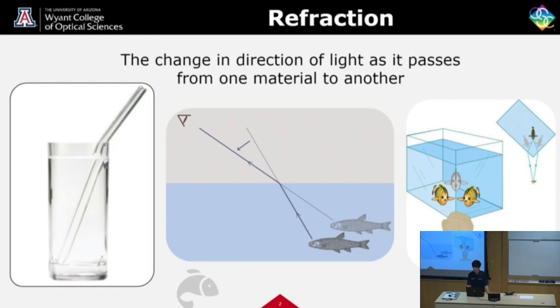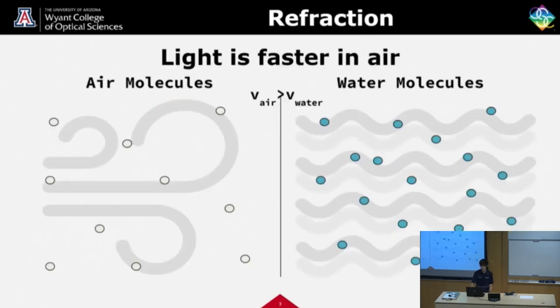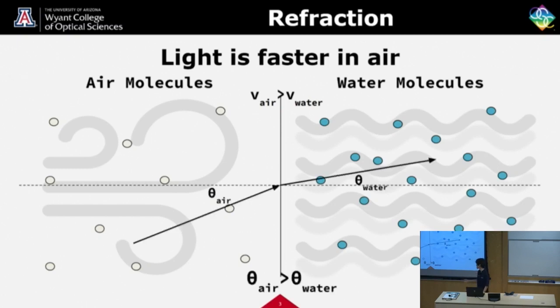And so why does this change in direction happen? It happens because light is faster in air than it is in water. This is because the water molecules are going to be more dense, and as such, light traveling through the air will have to interact with fewer molecules that can actually slow it down. As a result, you'll have a faster speed of light in air than in water, and this results in a change in direction.